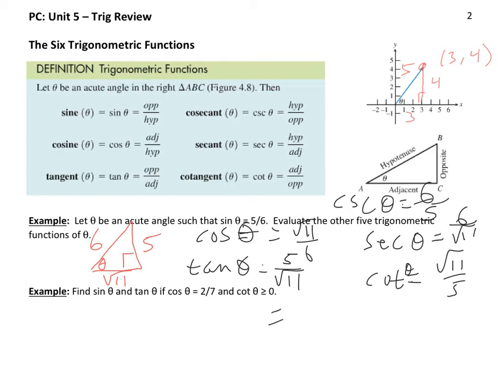So the tangent here would be 5 root 11 over 11, and the secant would be 6 root 11 over 11. Kind of a crummy way for me to write this, but we're sort of running out of room here. All right, so that is a quick little review of that.